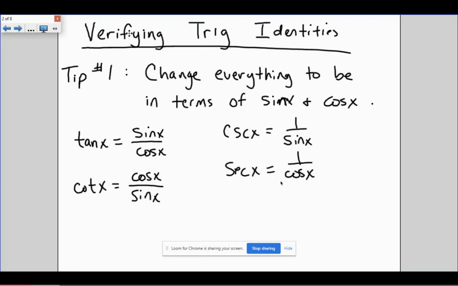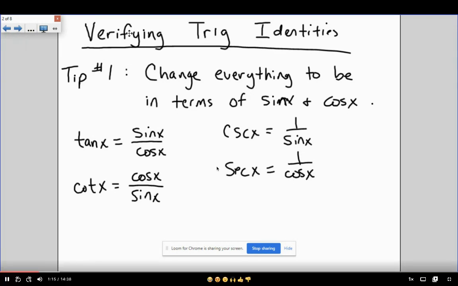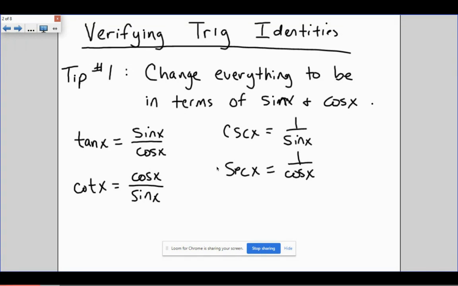So that can be a good first step in showing that a trig identity is true, changing everything to be in terms of sine and cosine. So I would always begin with that as my first step.